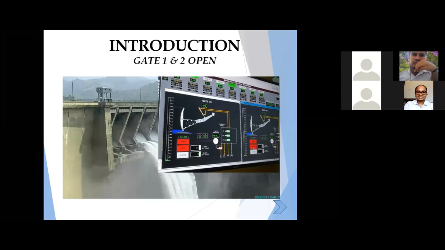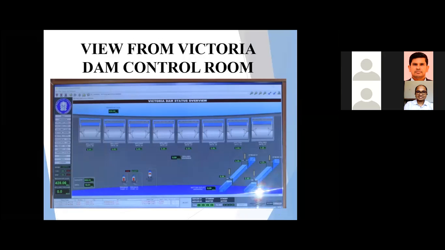Okay, thank you. This is the view from the Victoria Dam control room. Actually, this is how our displays look in the Victoria Dam control room. So you can see here 8 radial gates. Can you see the mouse pointer actually? Yes, we can see. Here is the gate position. Now they are all at line 0 position. Here the capacity, the current water level capacity in MCM, and here the surface area.